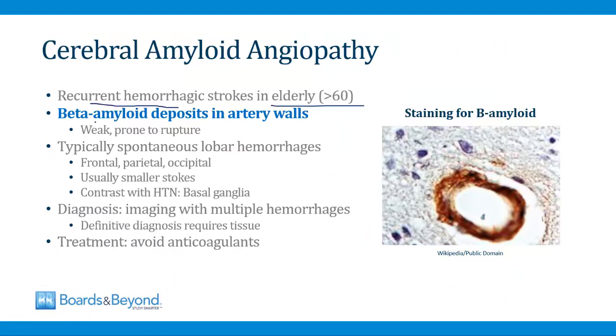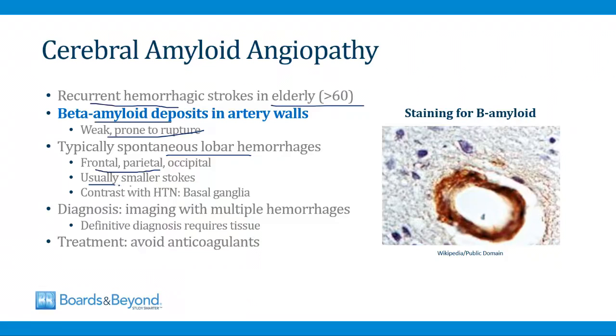In this disorder, beta amyloid deposits in the walls of blood vessels, and that makes them weak and prone to rupture. Beta amyloid is a collection of proteins. It accumulates locally in Alzheimer's disease in neurons, and when it accumulates locally in blood vessels, it causes cerebral amyloid angiopathy. These patients usually develop spontaneous lobar hemorrhages, so they will present with the abrupt onset of intraparenchymal bleeding in the frontal, parietal, or occipital lobes.